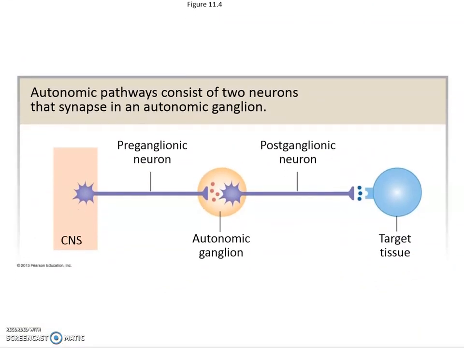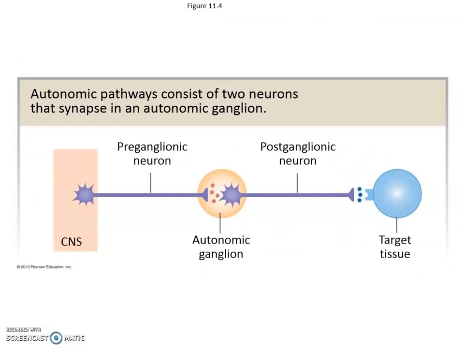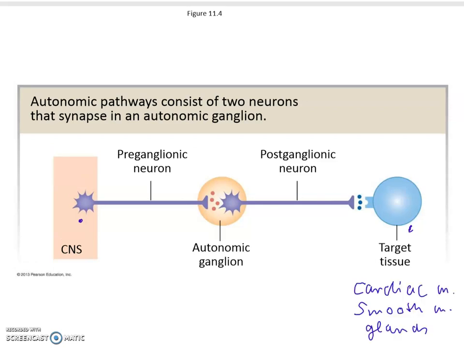Now, when we talk about the autonomic nervous system, we are in the efferent division. That means we're starting in the central nervous system and we're ending up at the target tissue. Remember the target tissue, what is it? It could be, think about it, cardiac muscle, smooth muscle, or a gland. So I wrote it down. The target tissues here are cardiac muscle, smooth muscle, or glands.